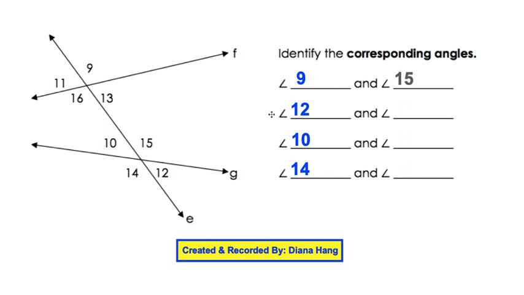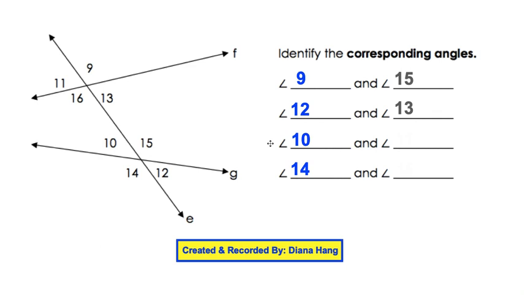Let's take a look at angle 12. What other angle do you think is corresponding with angle 12? Let's see if you were correct. Angle 13. Angle 12 is below line G. Angle 13 is also below line F. And both of these angles, 12 and 13, are both located on the right side of transversal E. Let's take a look at the next one.